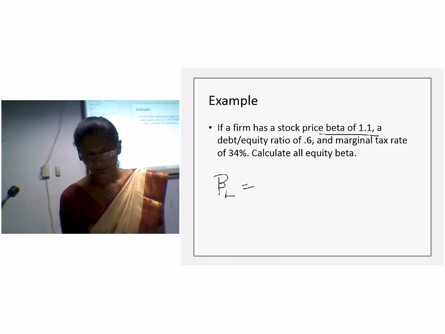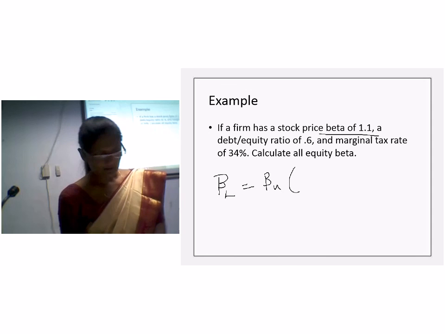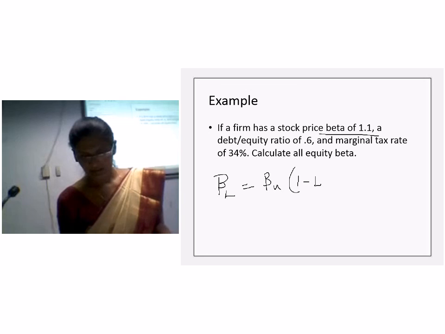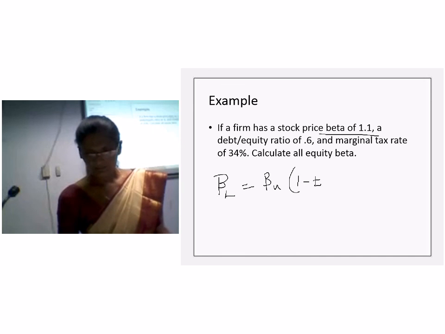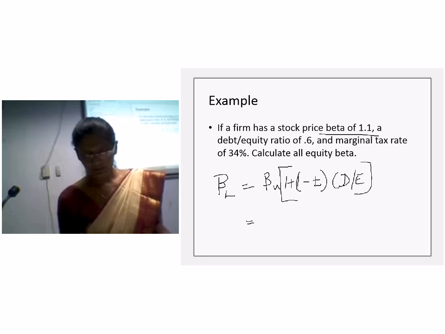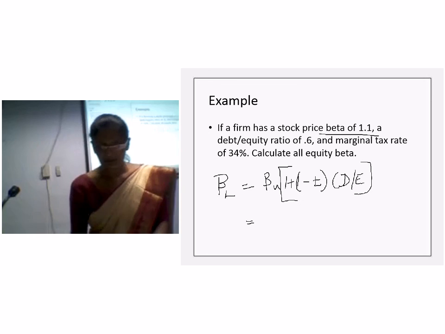Levered beta is equal to unlevered beta times, what is the equation? 1 plus (1 minus t) times D over E, right? So we have all the details. We have to find the unlevered beta. Then we can rearrange this equation.